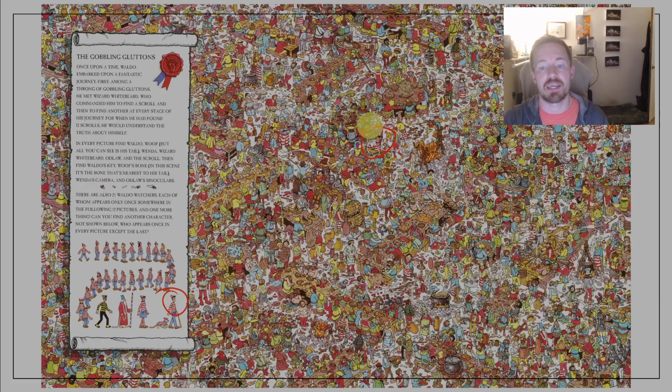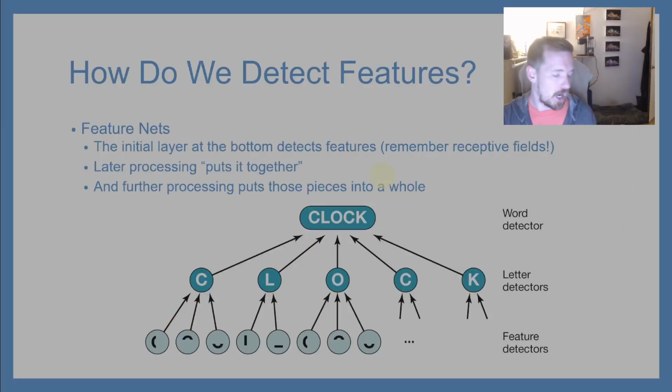The difference is he's now unique and he pops out because he's not sharing features with his distracting environment. All right, so to change gears a little bit, let's talk about our understanding of how we are able to detect Waldo to begin with. The book talks about feature net models.